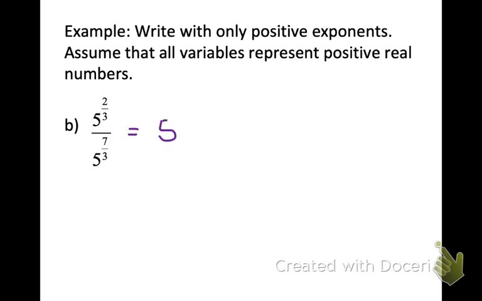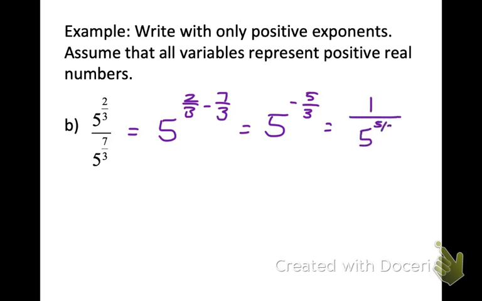We subtract. So this would be 5 to the 2/3 minus 7/3, which would be 5 to the negative 5/3. Making that positive would make it 1 over 5 to the 5/3. Do they have us stopping there? Yes, they stop you there. It's very hard for me not to put that into a radical and then rationalize the denominator, but the book has you stopping there.